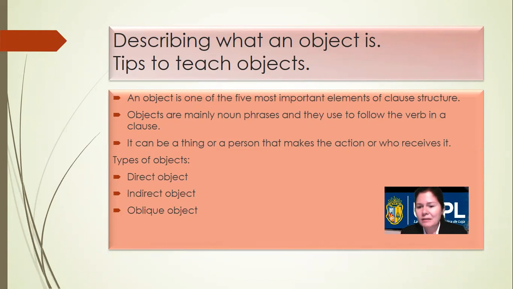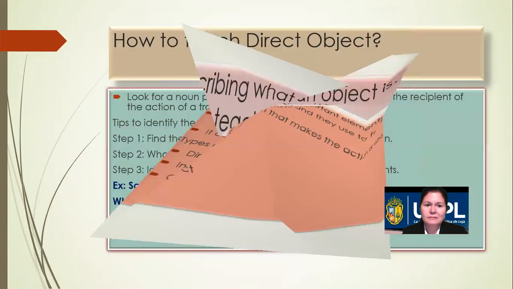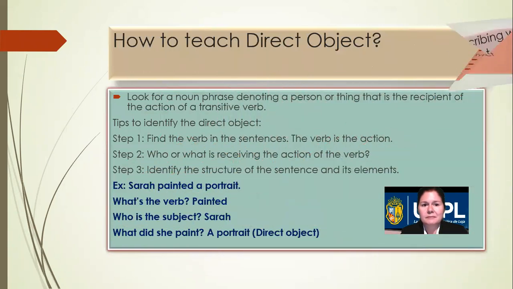Okay, there are 3 different types that we are going to see just in a few moments. Which ones are those types of objects? Okay, so direct object, indirect object, and oblique object. Let's see how they work. How to teach direct objects? Okay, we've got here some examples. Let me show you.